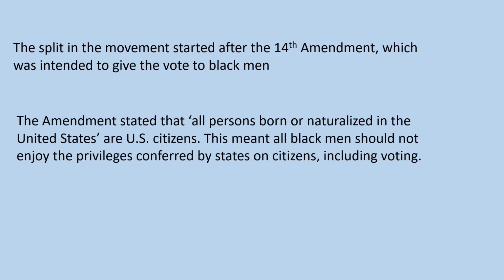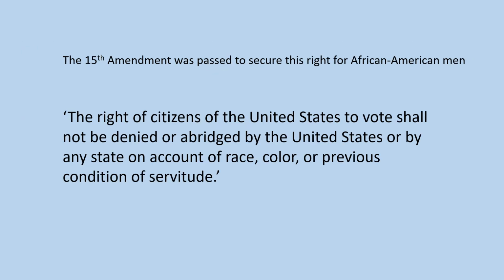So the split started after the 14th Amendment, which was passed after the Civil War and was intended to give the vote to black men. The amendment stated that all persons born or naturalized in the United States are US citizens. So this meant that all black men should now enjoy the privileges conferred by states on citizens, including voting, right? By saying they're citizens, you give them access to all those privileges that states dole out, including the right to vote. So that was intended to resolve the question, although in fact it didn't.